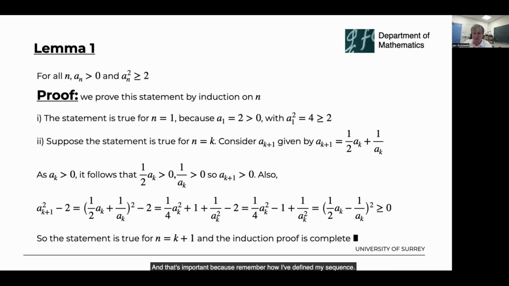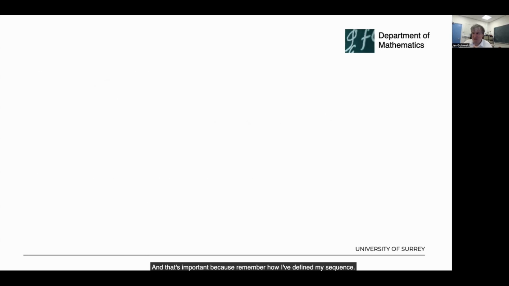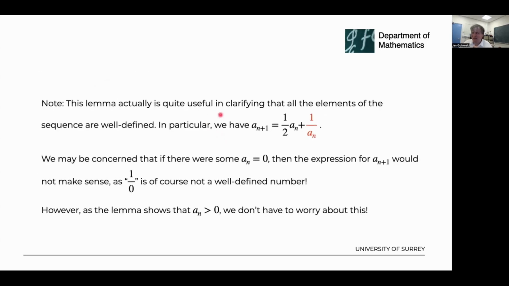And that's important because remember how I've defined my sequence. an plus 1 is equal to half times an plus 1 over an. Now, I would be in a bit of trouble if there were any value of n such that an were equal to 0, because I would be trying to divide 1 by 0, and that's gibberish.